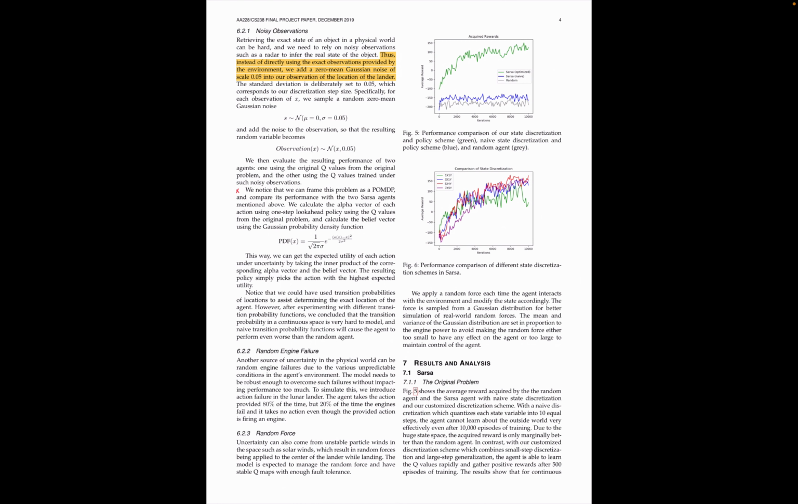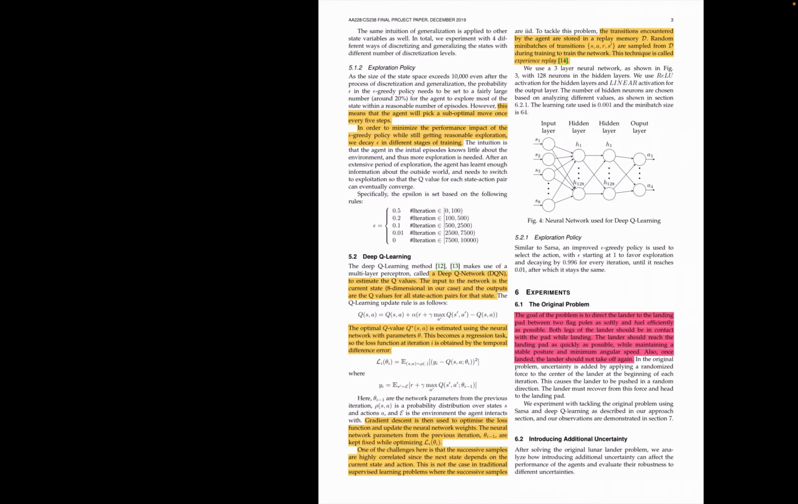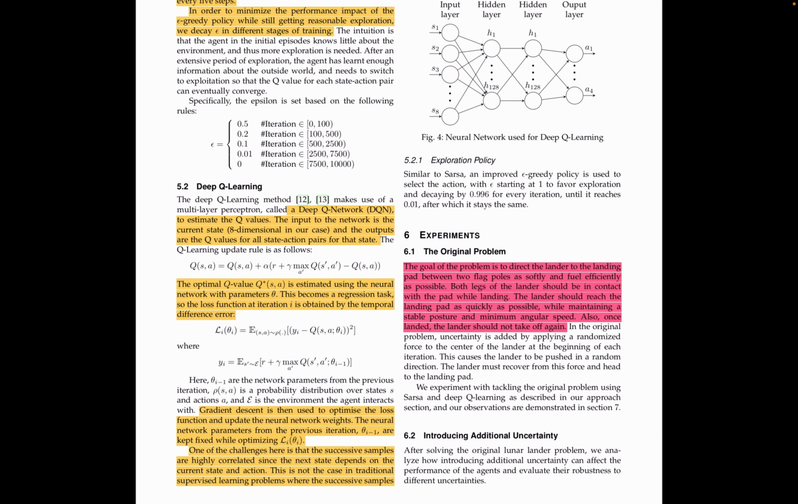Right. So there are a few of the experiments that they have done. The original problem stays the same: you want to land the lander softly, with as much fuel efficiency as possible. Both lander legs should contact the surface easily, in the best possible position, and maintain a stable posture and angular speed, right? And once the lander has landed, it does not take off.